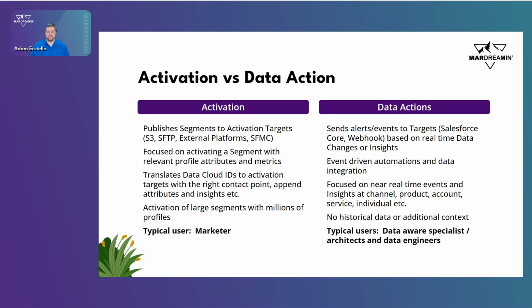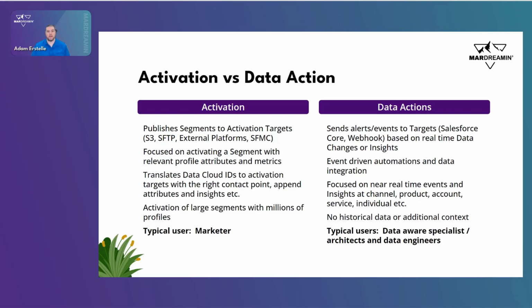Now, when we're thinking of activation, this is where we might take our segments in a batch approach and send them to Marketing Cloud or an FTP location. It's basically building your lists and plopping them somewhere. It's the marketers that are usually going to use this and take that information and either use it in an ad platform or send an email out to them. But that's usually what is meant when we're talking about activation within Data Cloud. Data actions, like I was just mentioning a little bit earlier, are more the real time.